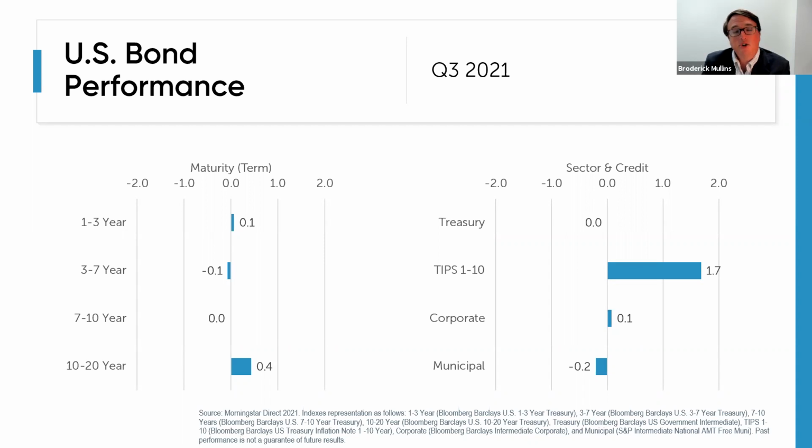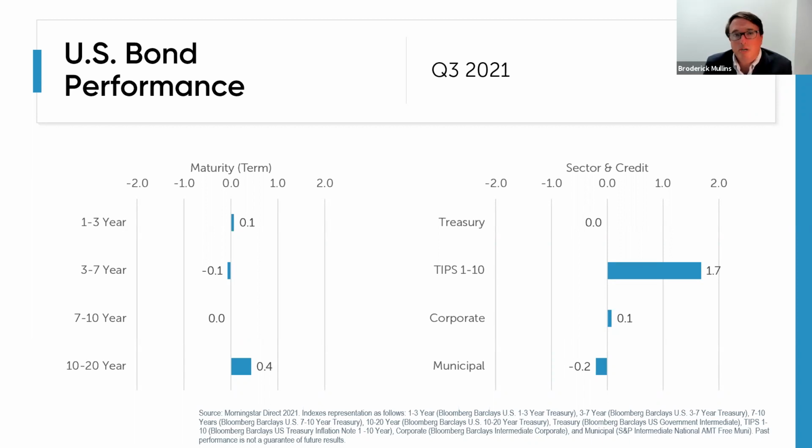The chart on the right shows the performance of different intermediate maturity credit quality bonds. We see that inflation-protected bonds have continued to be bid up as more investors seek to hedge their exposure to inflation. Treasuries had flat performance for the quarter, while corporate and municipal bonds returned 0.1% and negative 0.2% respectively, indicating tightening credit spreads and investors showing a slight preference for corporate debt as opposed to municipal debt during the third quarter.